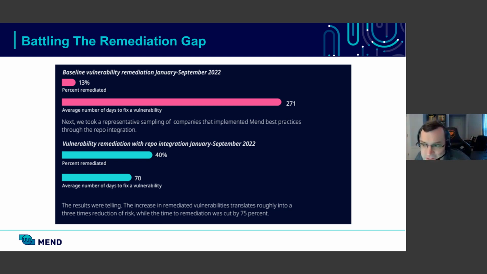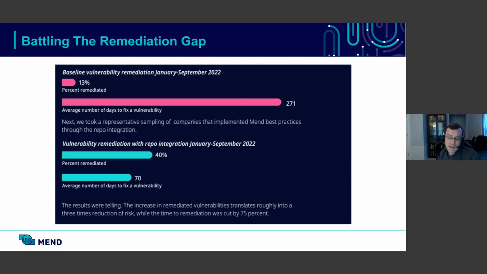And I'm going to spend some time on this slide here. This is a really fundamental insight from our threat report, which again, is in the attachments. What we have here is a comparison of data we collected in the first 9 months of the year, about how long it took for people to fix problems once they were detected, and what percentage of problems they were even fixing.